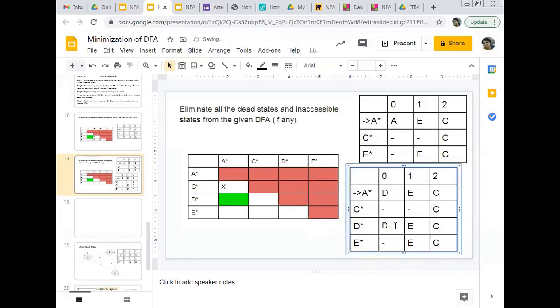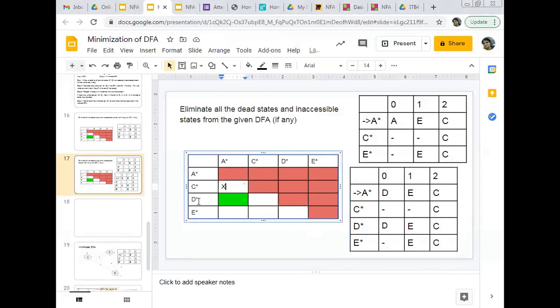Check this now. C on A. C and A are different, right? D, E, C, dash, dash, C. So we have made it cross. Now D and A should be compared. D and A are the same, right? So don't write a cross in that. Okay, next, D on C. D and C, whether they are the same. Dash dash C and D E C. No, so make it X.